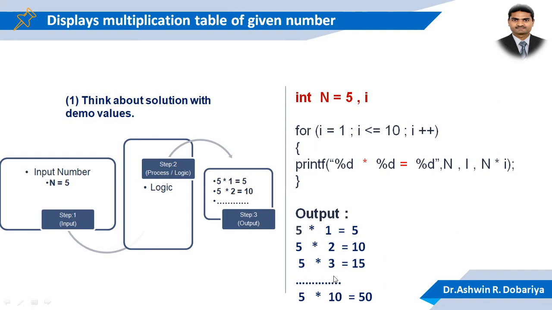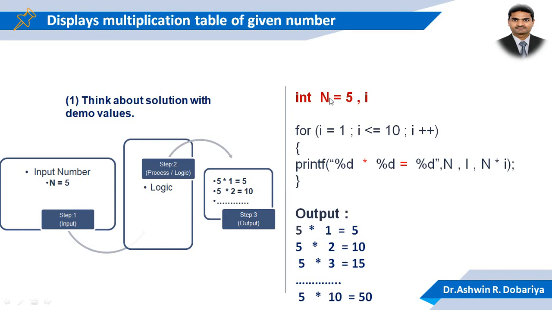Now, analyzing the output, we can think about the logic. See friends, we want to display output like this. If you analyze this statement and this column, the first value we have to repeat is our input number, that is our n. Another thing is that the multiplication table is generally from 1 to 10. So we can say that this loop will be executed starting from 1 up to 10.